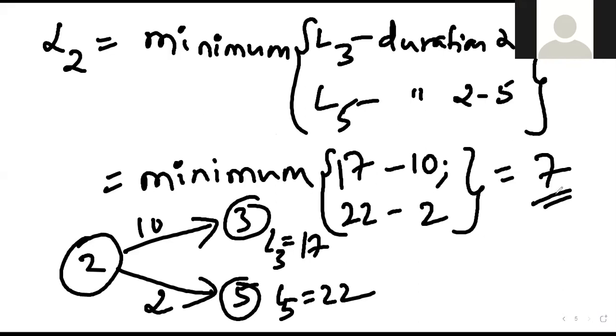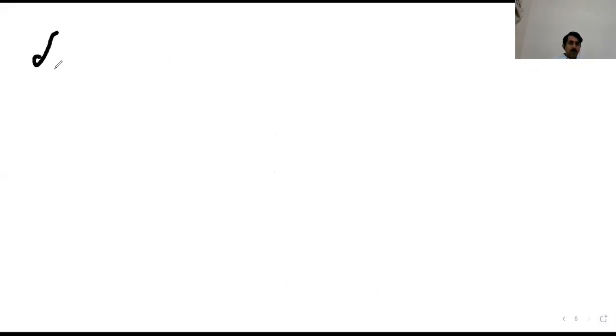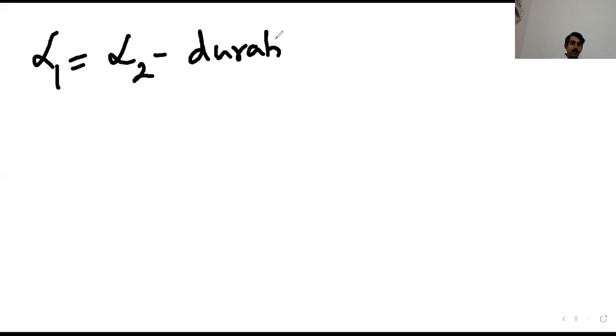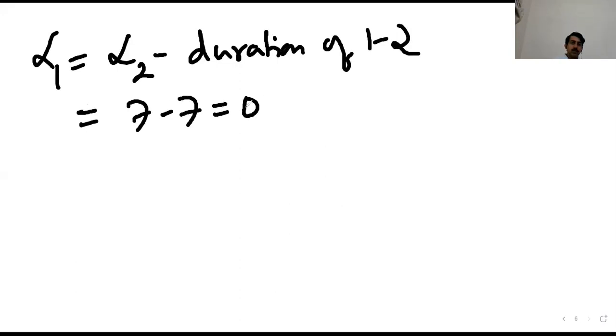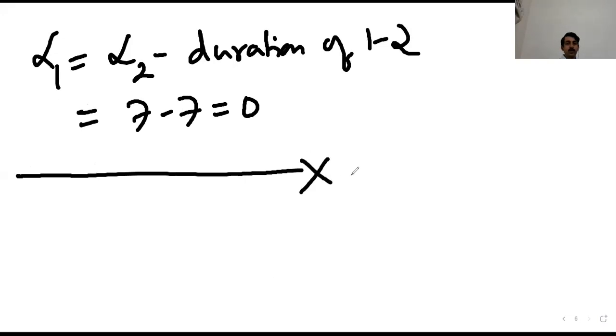All right. Going for the next screen. L1 will be L2 minus the duration of 1-2. Nothing but 7 minus 7, which is 0. So here is the latest finish calculation for each of the nodes.